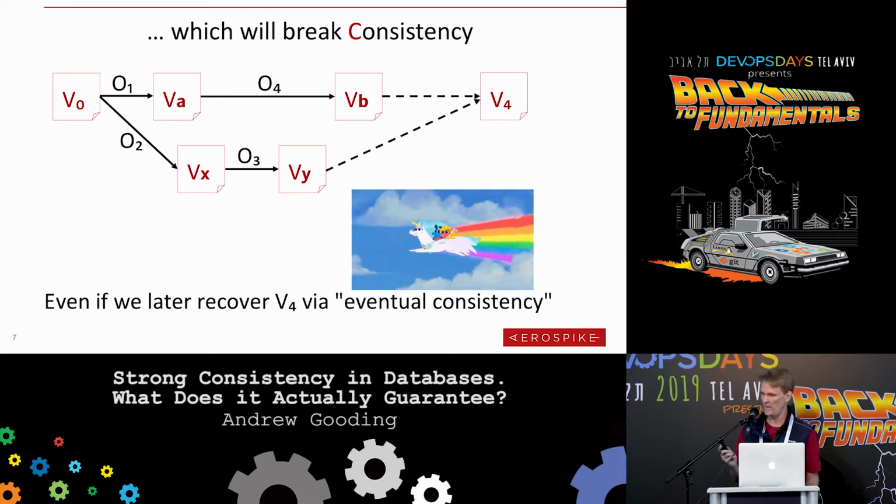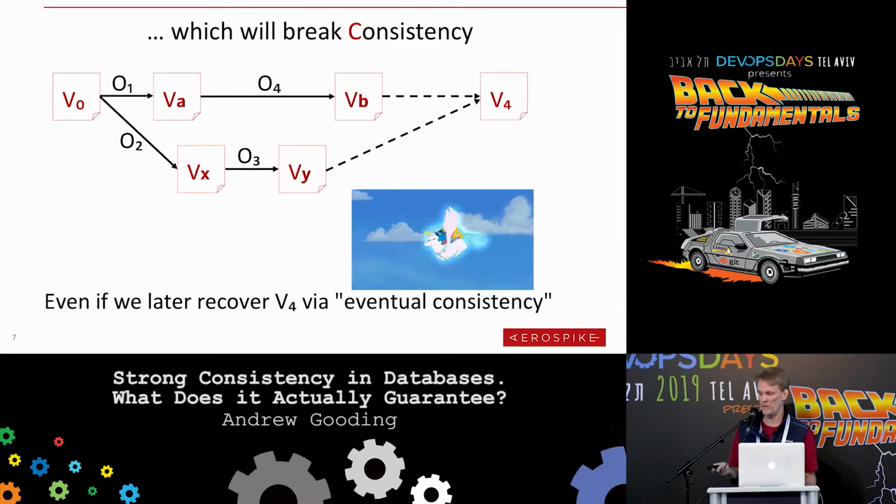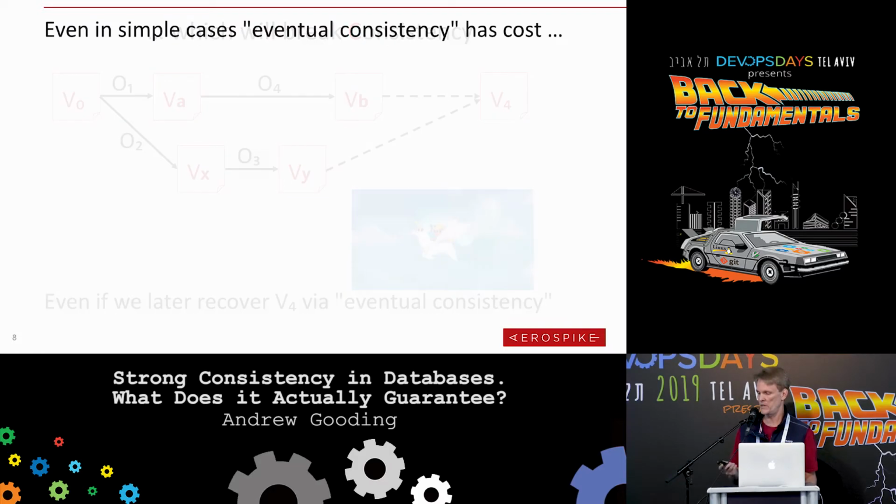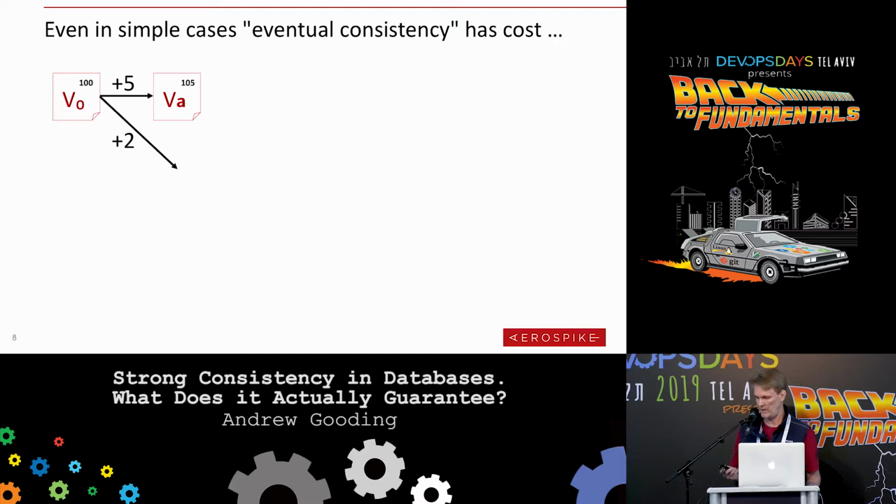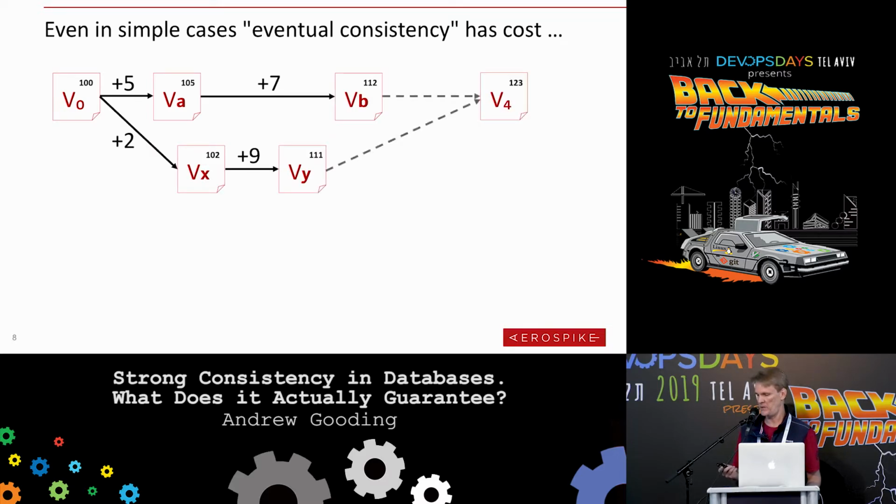And so, I'm going to take you through a little bit of eventual consistency, and you'll see why. One of the big differences is that eventual consistency is very use case dependent. It depends on what you're doing in these operations, how tractable it is to achieve eventual consistency. So I'll show you that. Even in simple cases, eventual consistency can be tricky and have some cost. So let's look at that operation split sequence again.